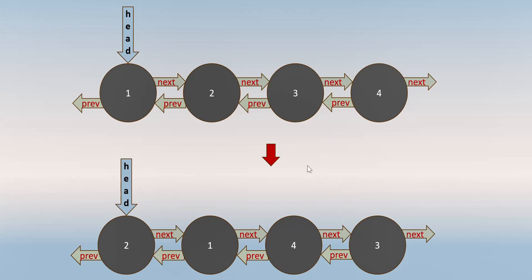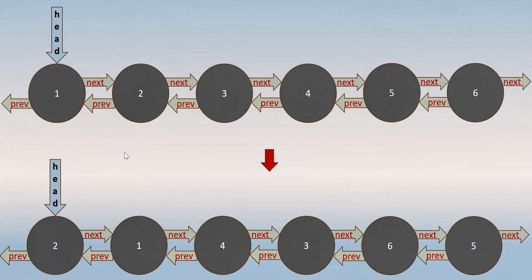If we check the next example, here we have a linked list with 6 nodes. For this case, output should look something like this. We need to swap 1 and 2, then the third and fourth nodes need to be swapped, and then the fifth and sixth nodes need to be swapped. So the resultant linked list will look like 2, 1, 4, 3, 6, 5.